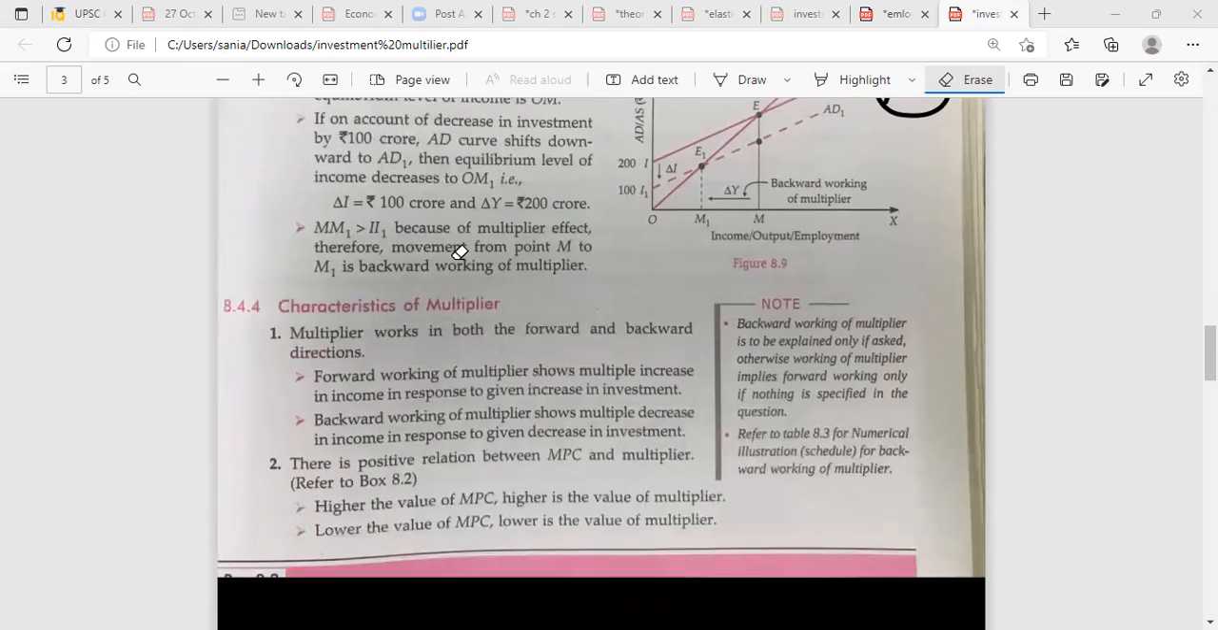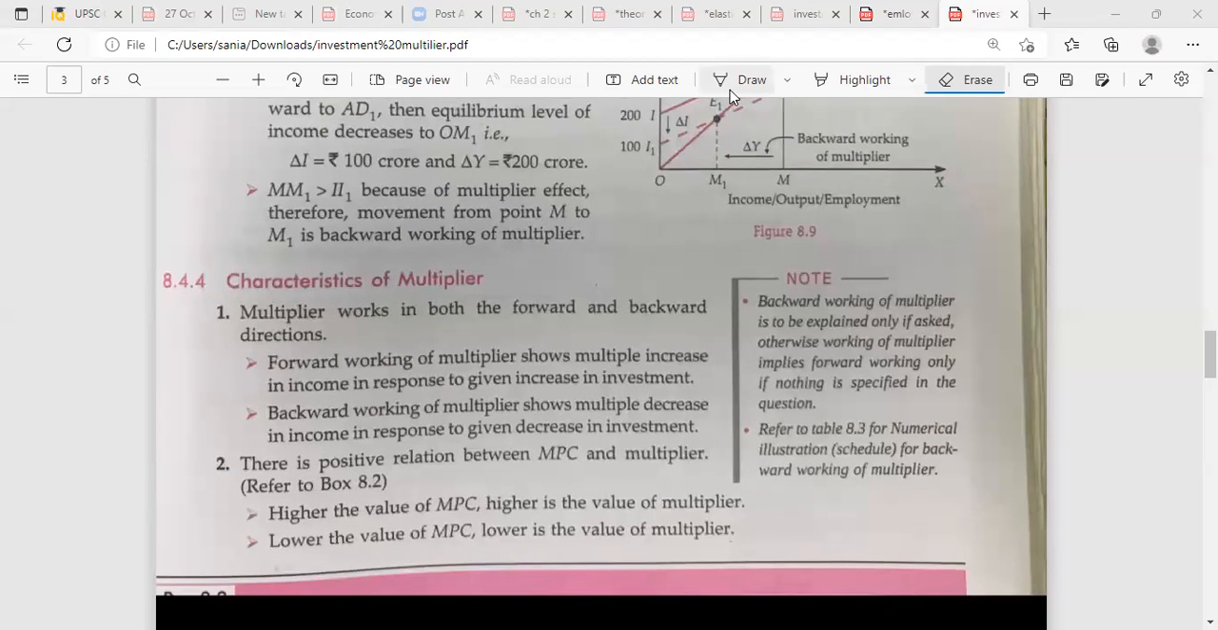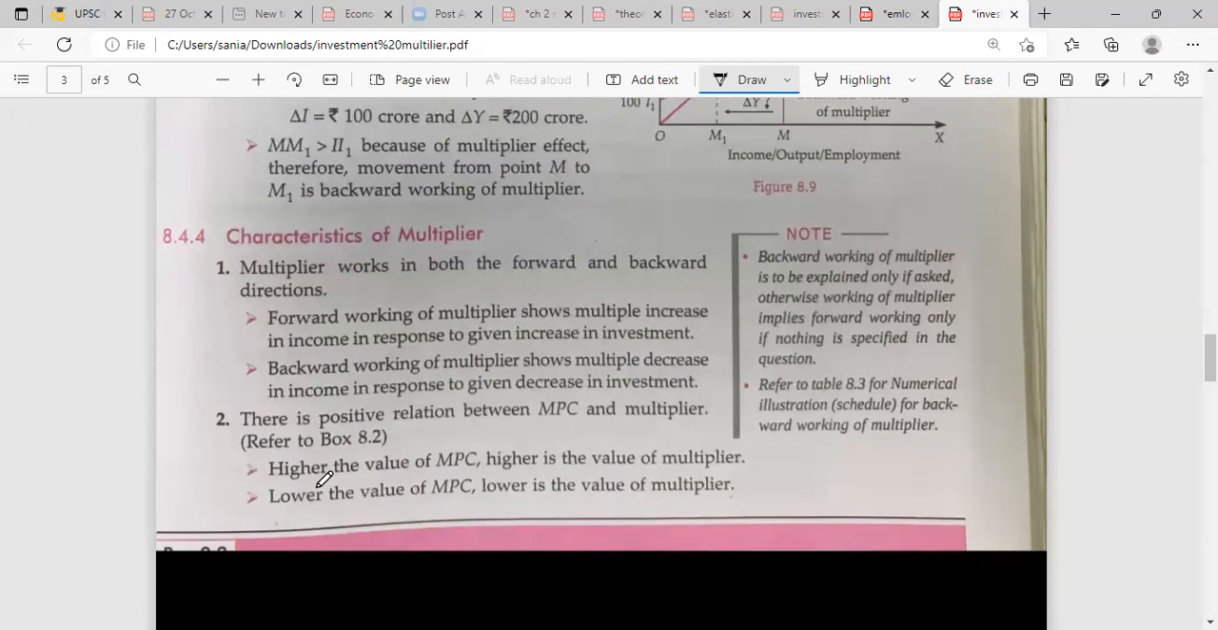Okay. Now, these are the characteristics of the multiplier. First, the multiplier works in both forward and backward directions. Second, there is a positive relationship between MPC and the multiplier. So the higher the level of MPC, the higher will be the value of the multiplier. The lower the value of MPC, the lower will be the value of the multiplier. You don't need to write down the explanation of forward and backward working because you already know it. So write characteristics of multiplier, first point, second point, and the explanation of the second point.